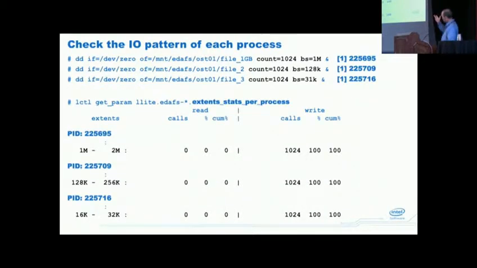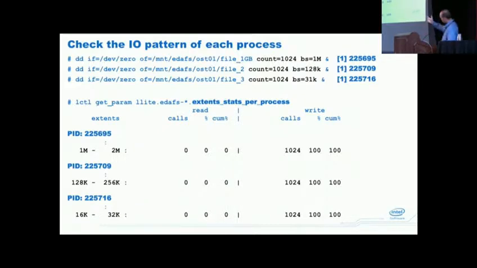And so let's do the same experiment. We're going to zero everything out. Again, kick off 3 dds in the background, we get the PID, process ID. And then, so Lustre, the great minds who wrote Lustre thought about this, and so we're going to look at something else, lctl get_param extents_stats_per_process. And this is essentially the extent stats data for each PID.